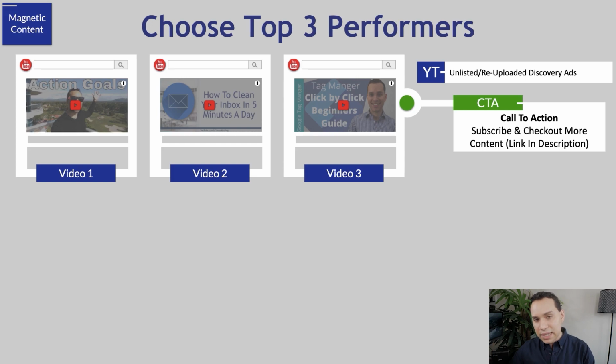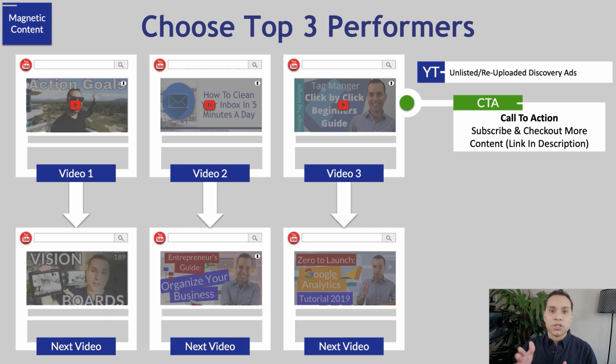You want to use unlisted videos because you don't want your current subscribers seeing the exact same video over again. That's going to be a little confusing. So the only other thing that you want to do with these videos is make sure that you have a call to action to check out other content. This is the only special thing you need, because at the end of almost every YouTube video, everyone says, hey, hit that like button, subscribe. But when it comes to your campaigns, you want people to watch more videos.